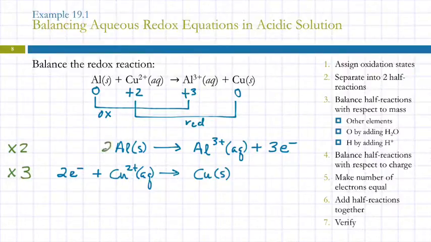So it's going to be 2 aluminums, 2 aluminum ions, and 6 electrons. It is still balanced with respect to mass and charge. The bottom one I'm going to multiply by 3. That'll give me 6 electrons, 3 copper ions, and 3 copper atoms. Still balanced. Okay? Then we add these two half reactions together. It helps if you stack them up so the arrows are lined up. So I'm just going to add these together.